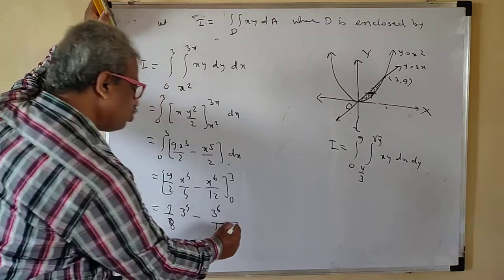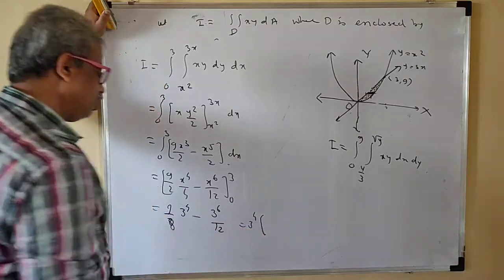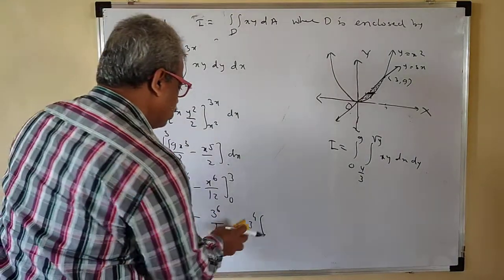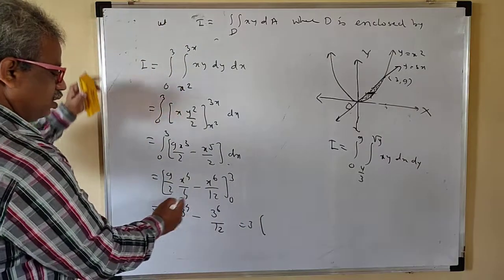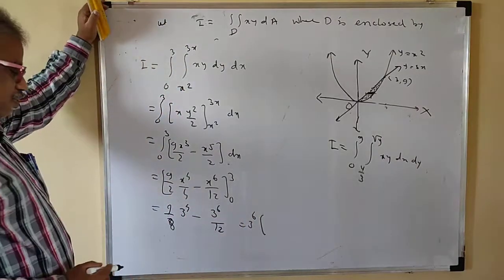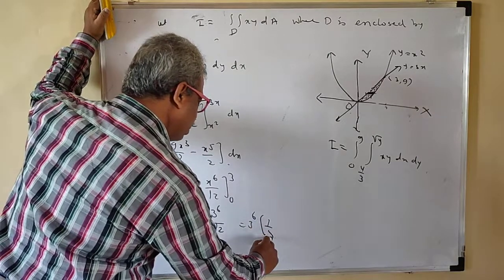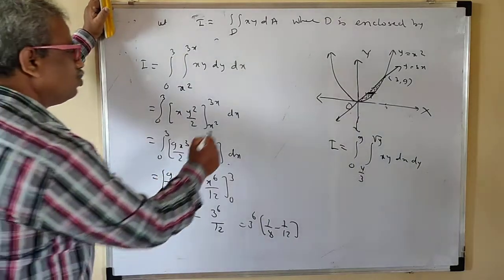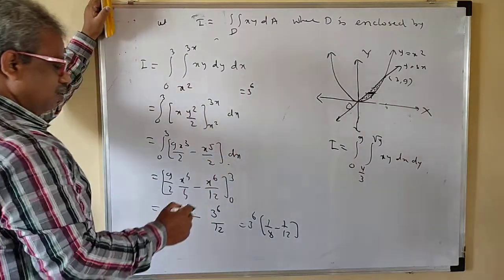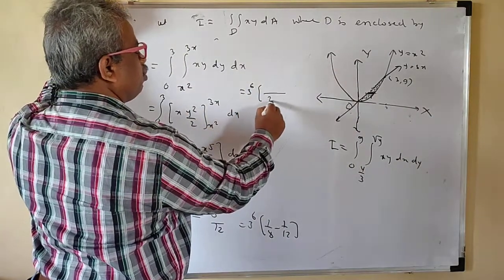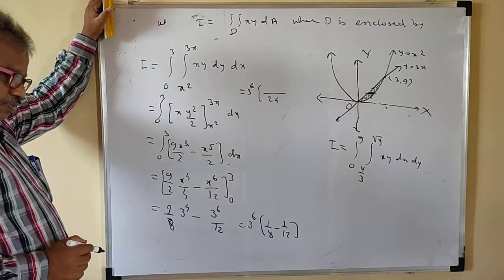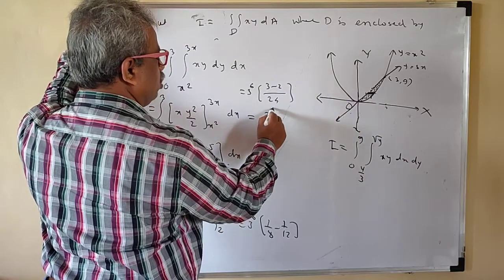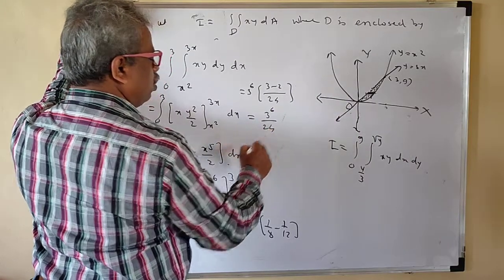I can take 3 to the power 4 common. So 9 by 3 to the power 4, so 3 to the power 6. This is 3 square. So I can take 3 to the power 6 common. No problem for me. This is then 1 by 8 minus 1 by 12. So this is then 3 to the power 6 times 1 by 8 minus 1 by 12. So this is 24 now, 3 minus 2, so this is 1 by 24. So 3 to the power 6 times 1 by 24.